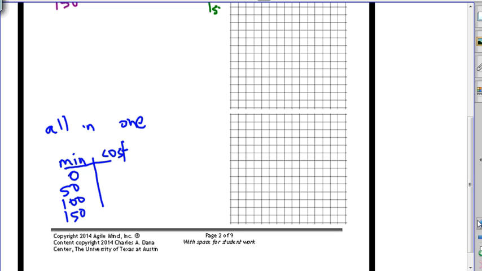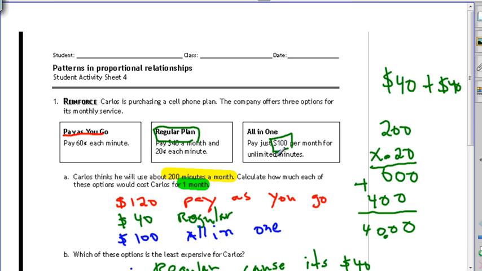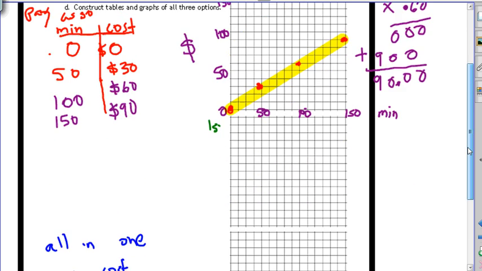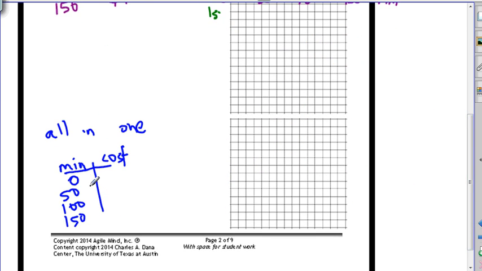Now, guys, I want you to read the plan for all-in-one. It's really weird. All-in-one, you always pay $100 no matter what the minutes are. So this is really weird looking. Our line's going to look really strange. So for 0 minutes, I pay 100. For 50, I pay 100. For 100, I pay 100. All the output is always going to be 100.